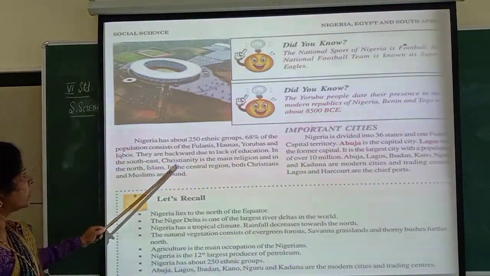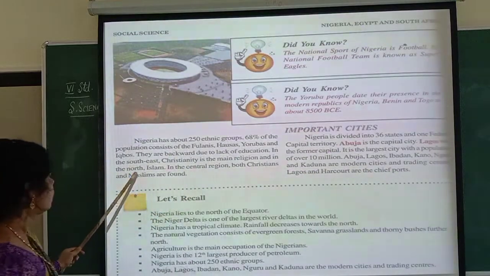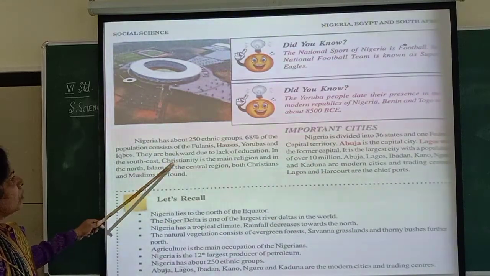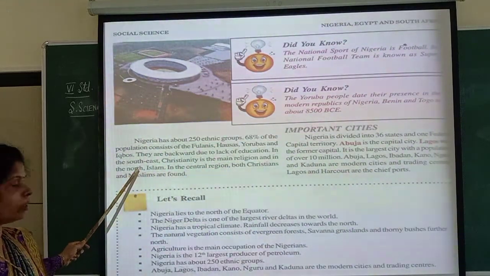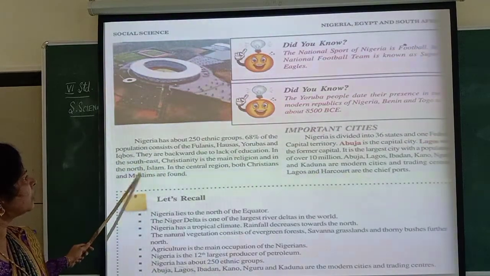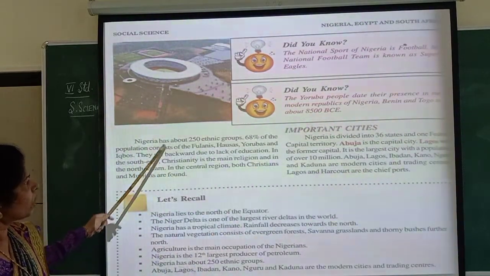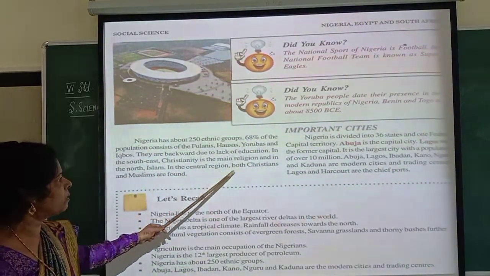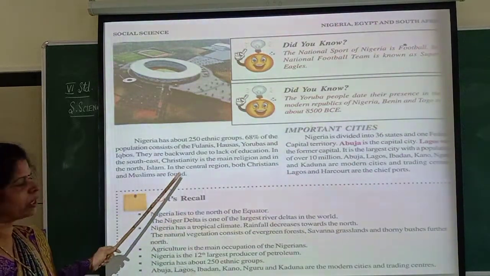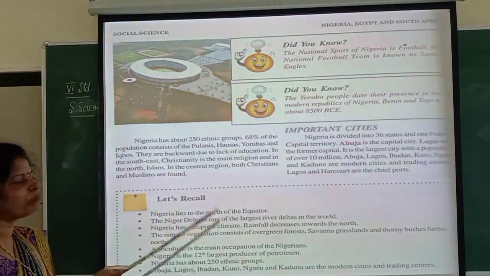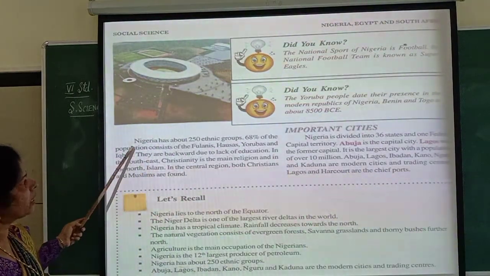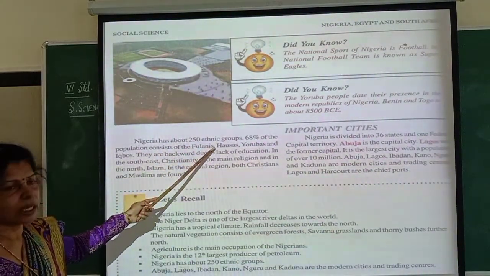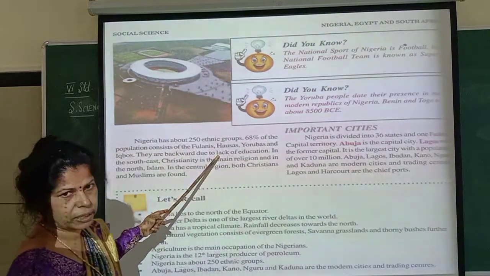In the southeast, Christianity is the main religion, and in the north, Islam, meaning Muslims. See, you can see varieties of religions. So along with all these people you see Christians and Muslims also. In the central region both Christians and Muslims are found, a mixture of both. That is why they have different types of people there, and it is said that there are around 250 communities of people living in Nigeria.